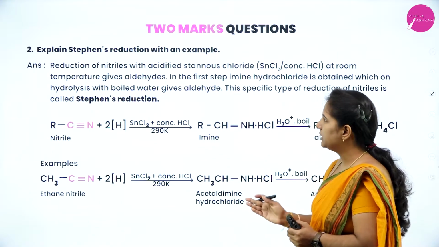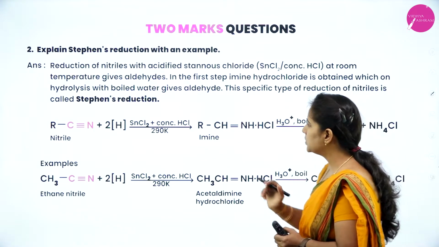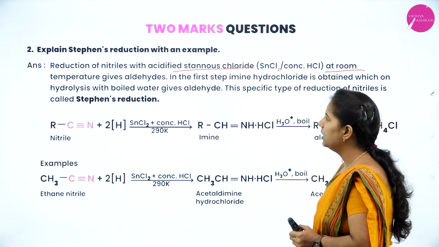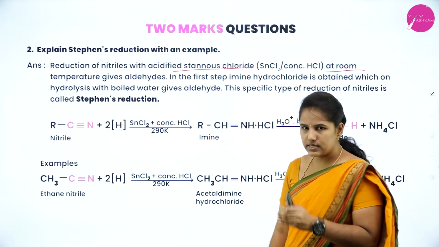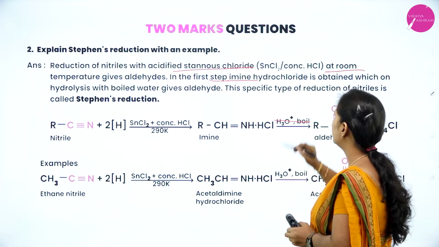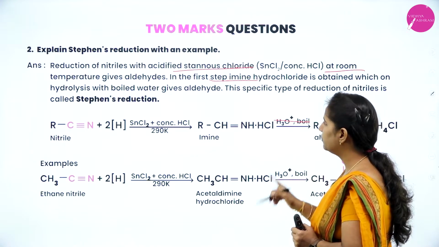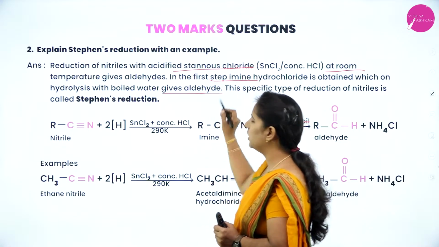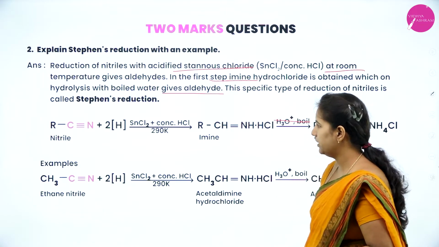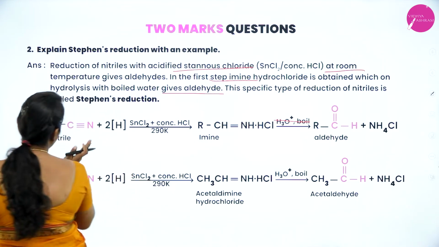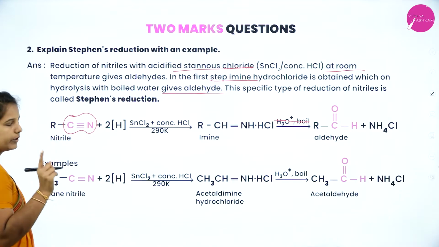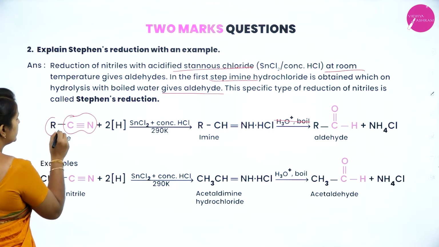The reduction of nitrile into an aldehyde by using acidified stannous chloride at room temperature gives an aldehyde. In this reaction, what will happen? First, imine hydrochlorides are formed, which upon further hydrolysis with boiled water gives an aldehyde. This reaction, we call it as what? Stephen reduction. So first we are taking a nitrile. In a nitrile there must be a triple bond between the carbon and nitrogen, which should be attached to an alkyl group.